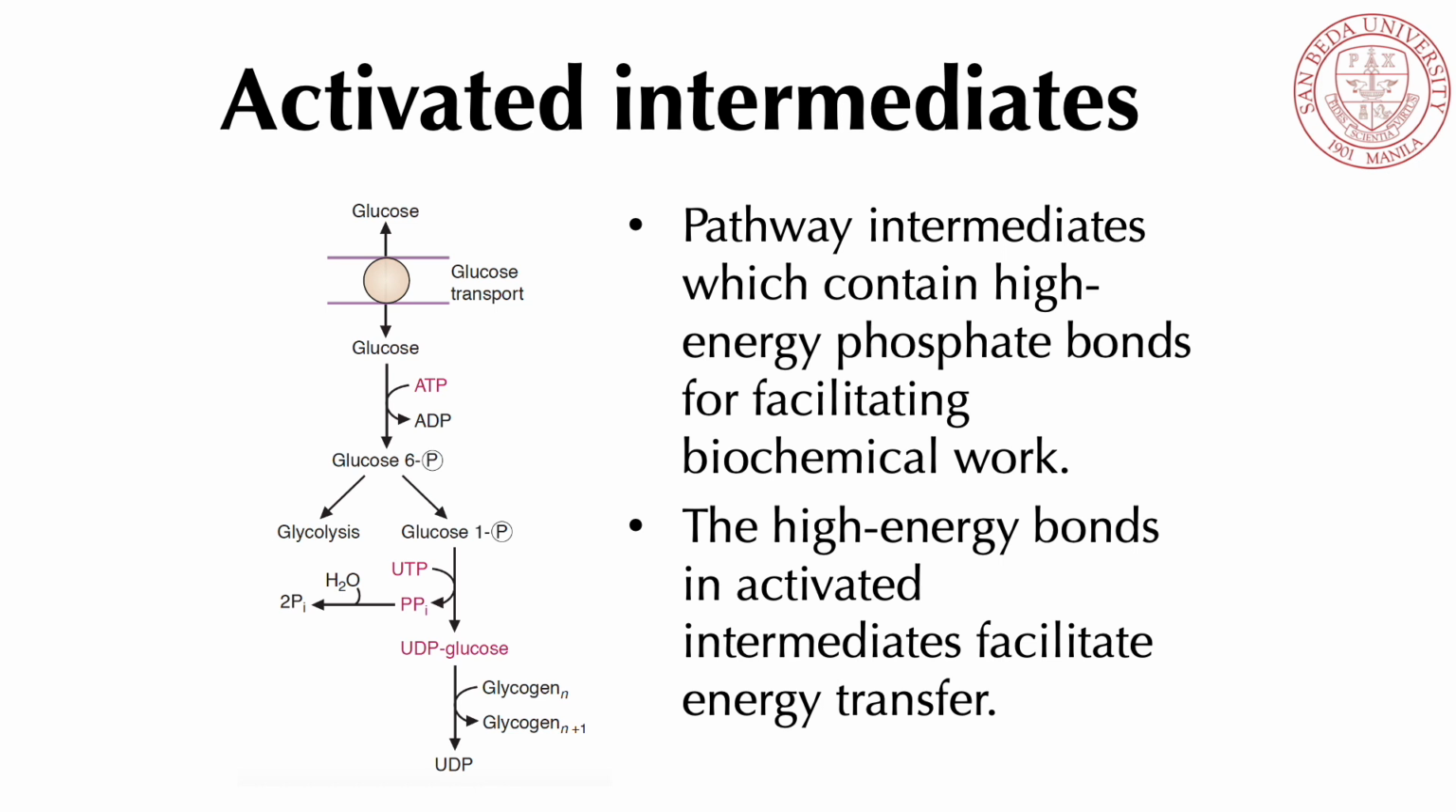Now, since glycogenesis involves formation of glycosidic bonds, an inherently endergonic process, activated intermediates are necessary to participate in exergonic reactions that can be bioenergetically paired to the endergonic ones. Now, in the case of glycogenesis, the activated intermediate vital to the formation of glycogen is UDP glucose, as was pointed out in the previous slide.